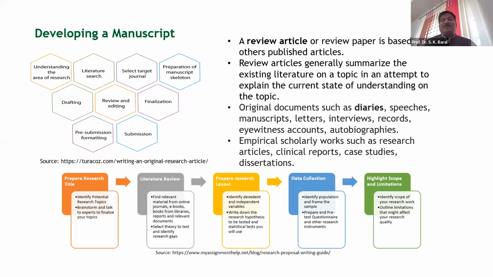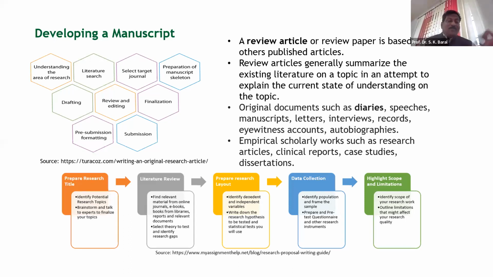Because developing a manuscript is always something you do when you have engaged yourself in a mixed method for studying your research gap. At that time, you have to understand the research area very prominently. You must have sufficient control and idea about it. And a literature search must take place. And you must select target sources, journals, books, or any kind of website or sources. And you have to prepare the skeletal structure of the manuscript. Then drafting will take place. Then review and editing. Then finalization, then pre-submission, then submission.